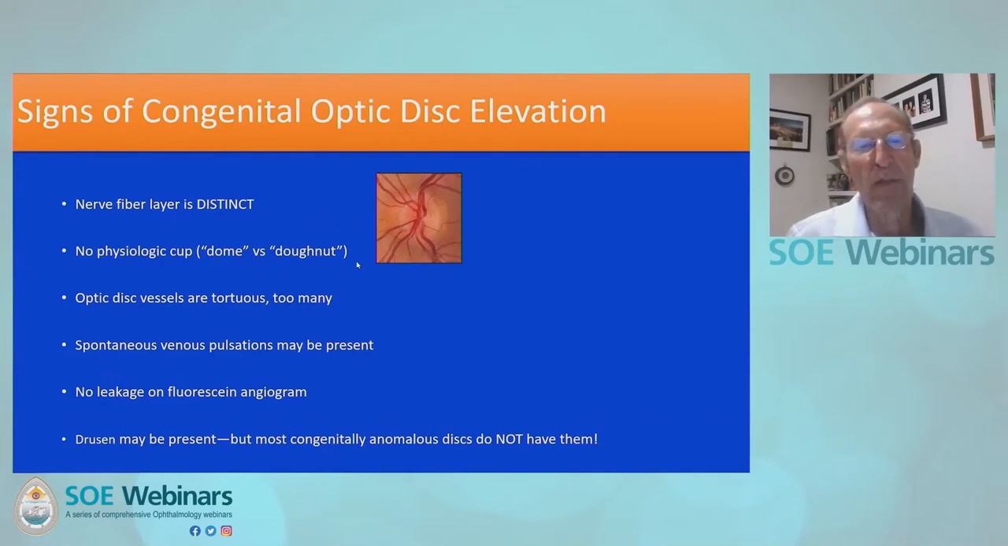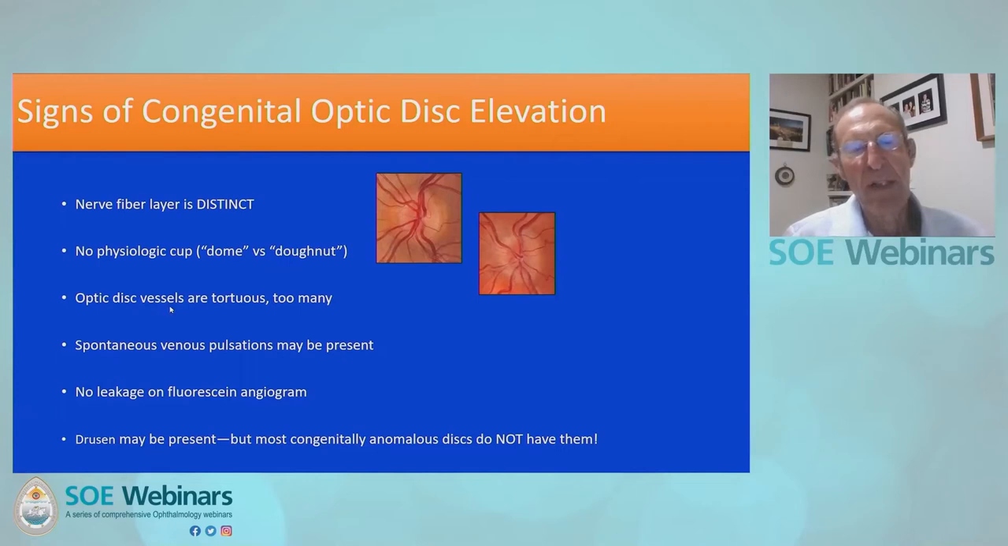So we move on to the next feature, which is that typically the congenital optic disc does not have a physiologic cup. And here you can see that there is no physiologic cup in the center. And we often speak of the elevation as being dome-shaped rather than, as Americans would say, donut-shaped, so that there is a depression in the center. A depression in the center, which is a little bit visible here, is somewhat more typical of acquired optic disc elevation. Again, you can see that the distinction is not always easy.